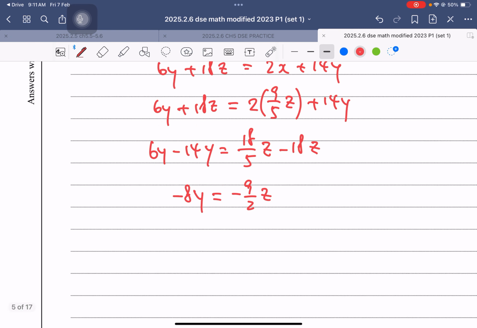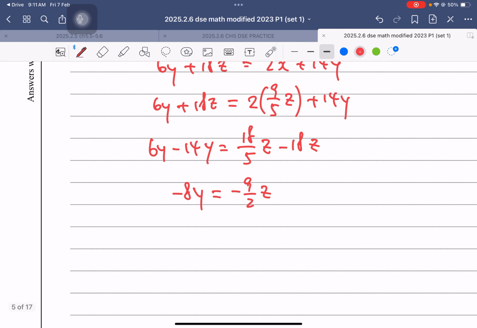Then what's the next step? Is this really 18 divided by 5 minus 18? No. This is negative 72 over 5, z. Okay, both of them have the negative, so we can cancel the negative.